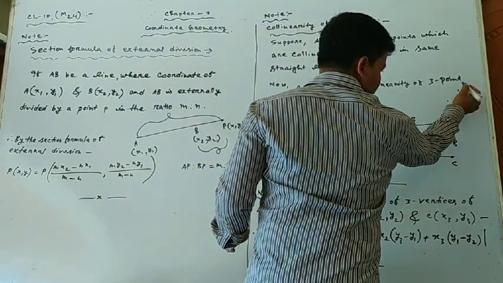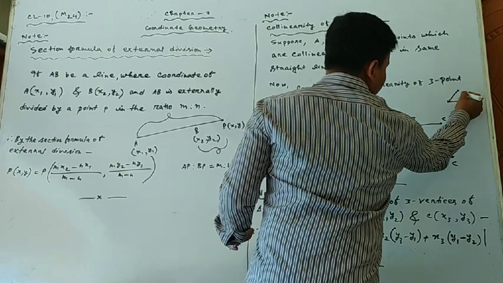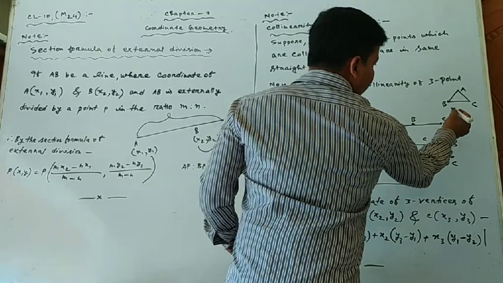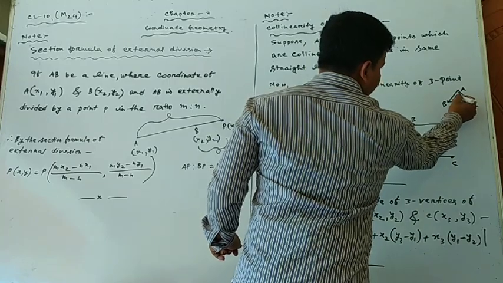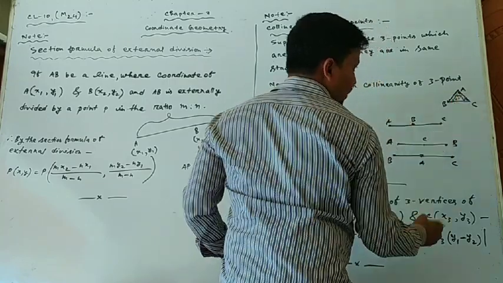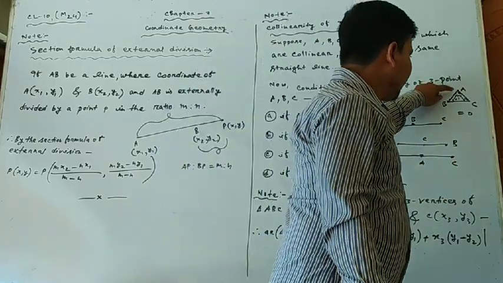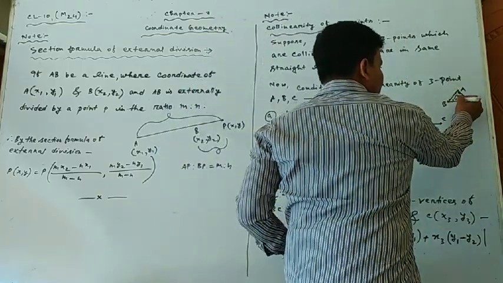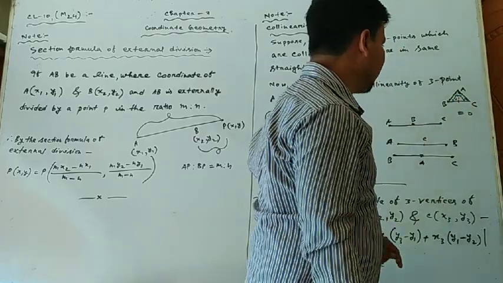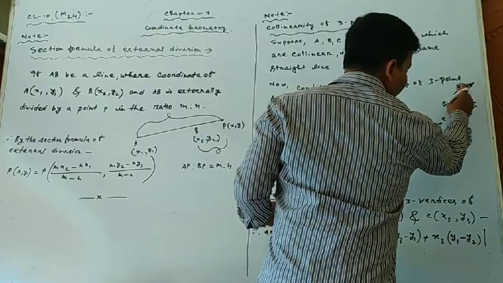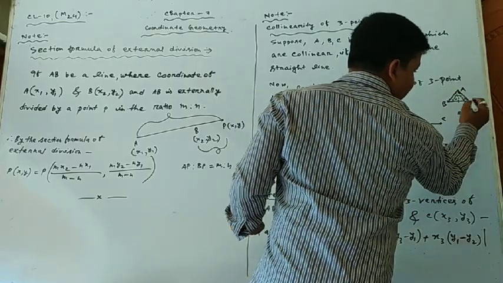Suppose we are just assuming the 3 points are in this way. Suppose A coordinate, B coordinate, C coordinate. If this area of the triangle is equal to 0, that means this point is on the base BC. That means B, A, C are collinear because it will not occupy any area. That's why that value is 0.